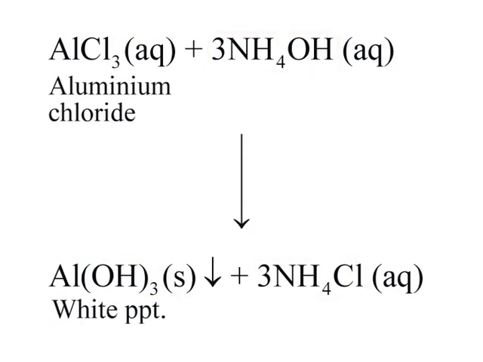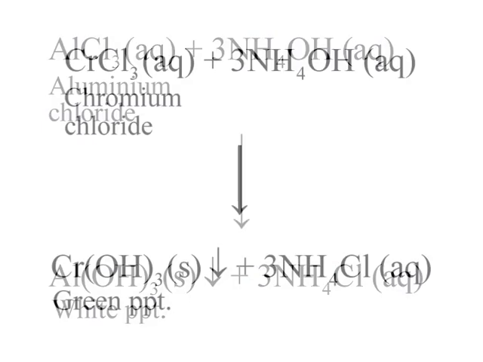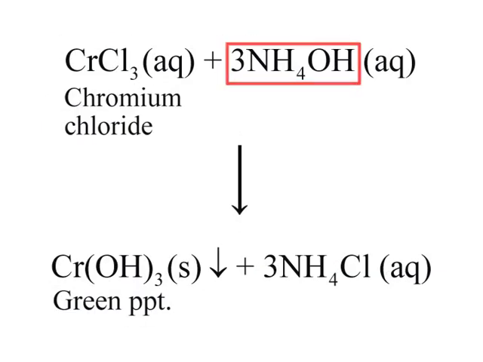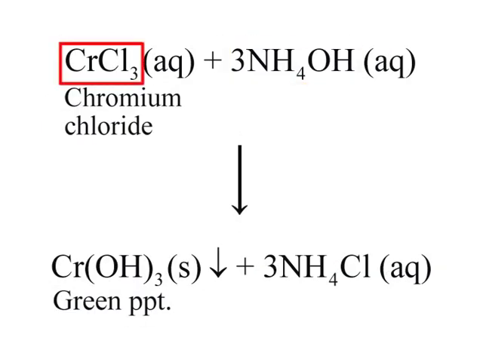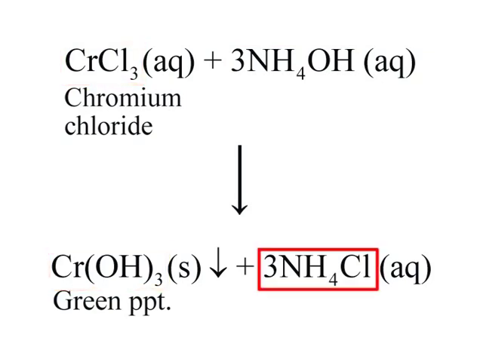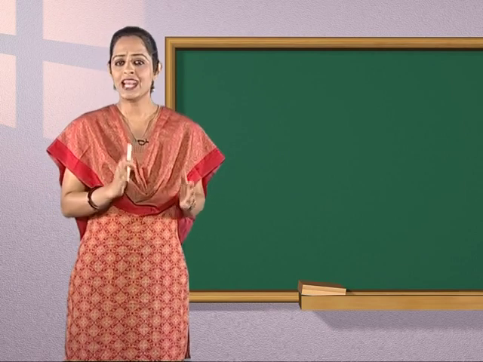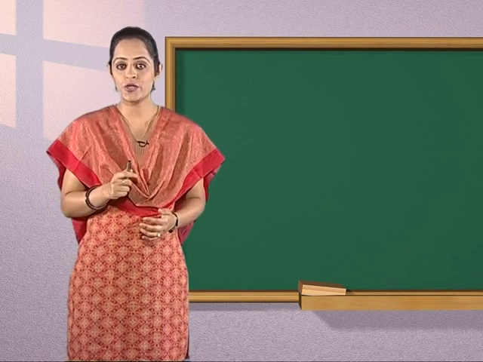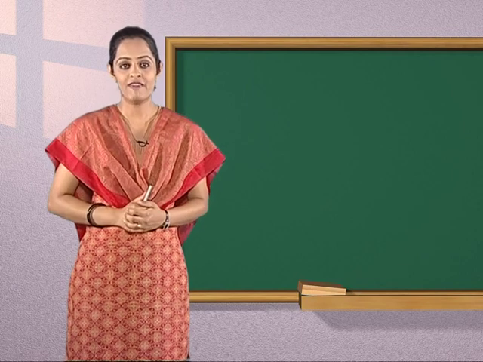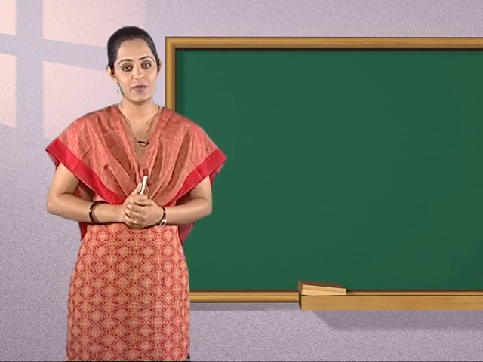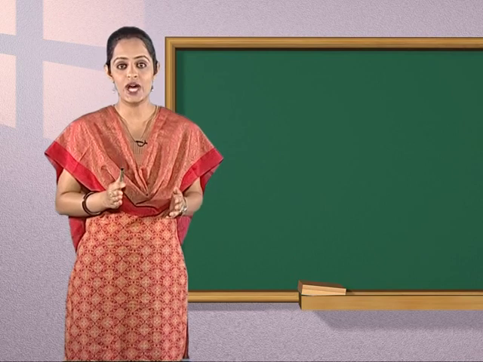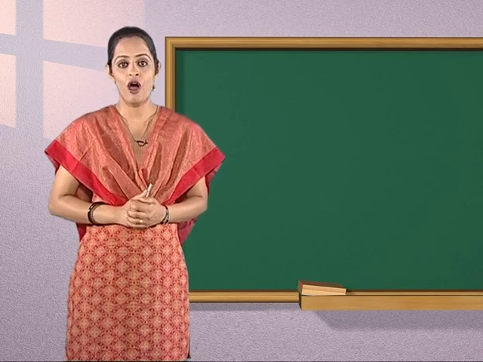Ammonium hydroxide also reacts with aluminium chloride to form aluminium hydroxide and ammonium chloride. In a similar way, ammonium hydroxide reacts with chromium chloride to form chromium hydroxide and ammonium chloride. Children, let me tell you that this property is made use of in precipitating these metals as their hydroxides in group 3 of qualitative analysis.